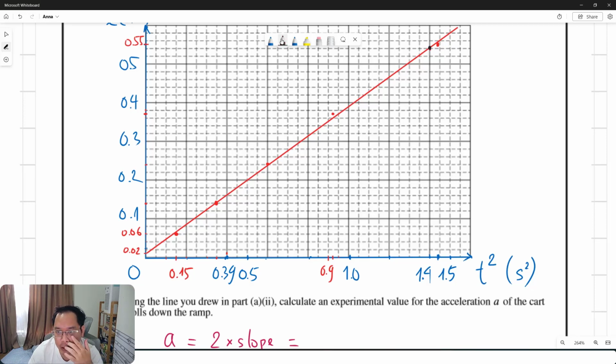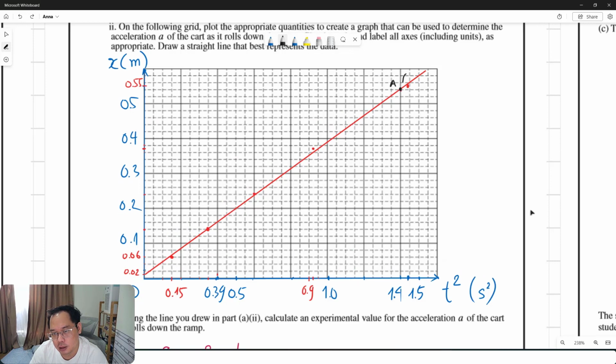I choose this point A. Its coordinates are: the square time is 1.4, and the vertical quantity, position, is 0.54. And another point that I choose is here, so that it's easy to read the value. So this way, the point B, horizontal value is 0.4 for the square time, and the vertical value is 0.16.